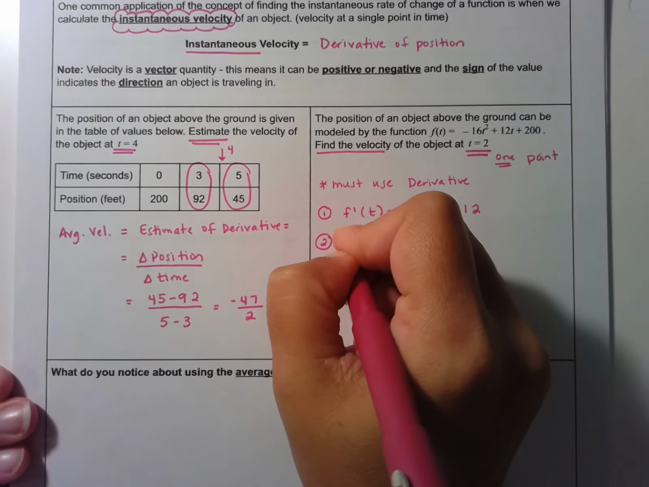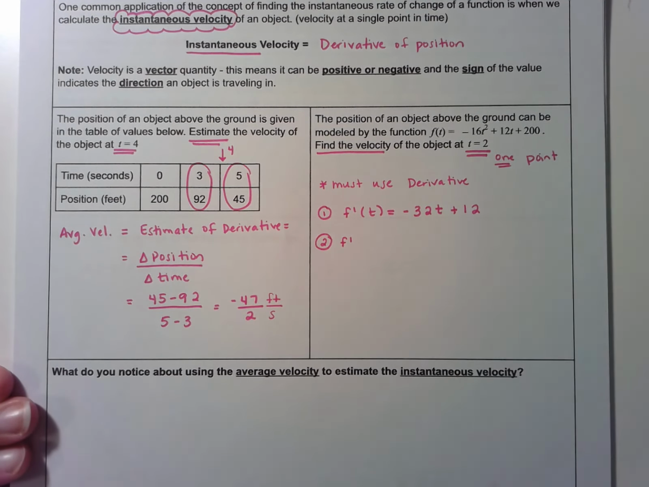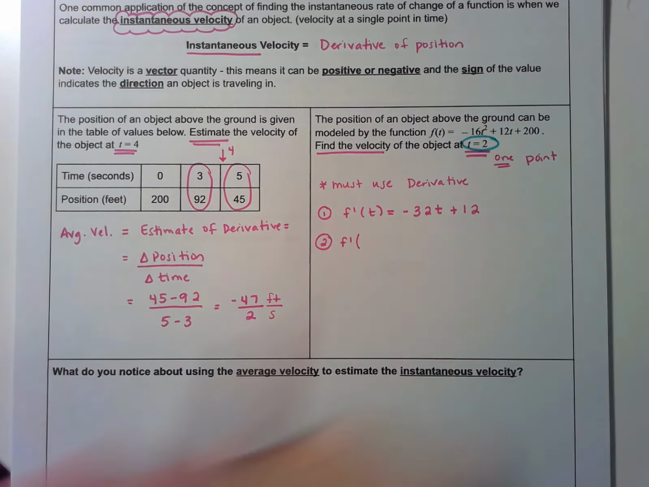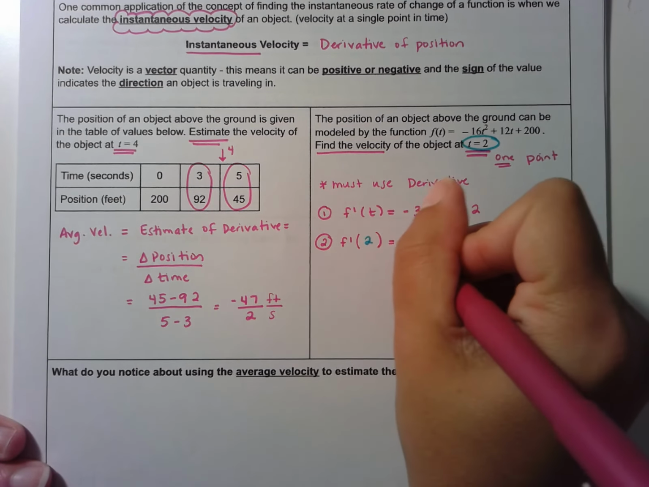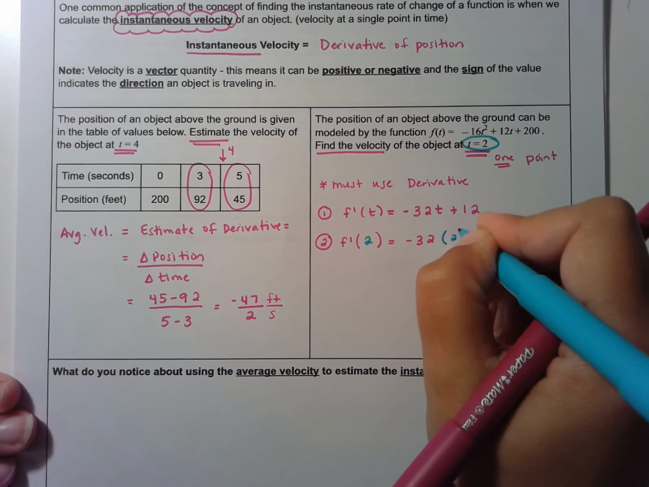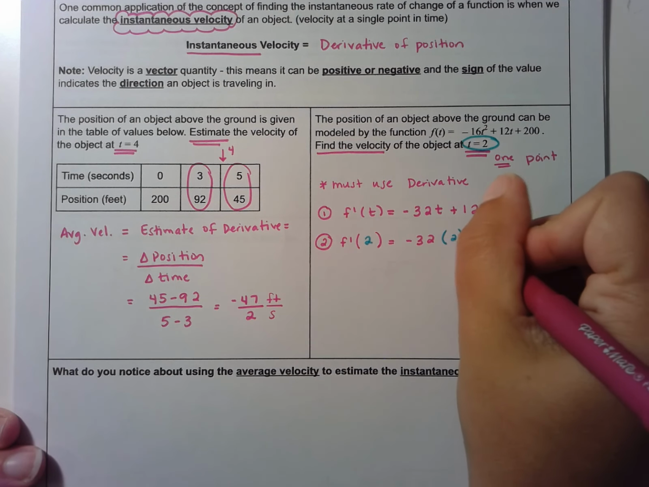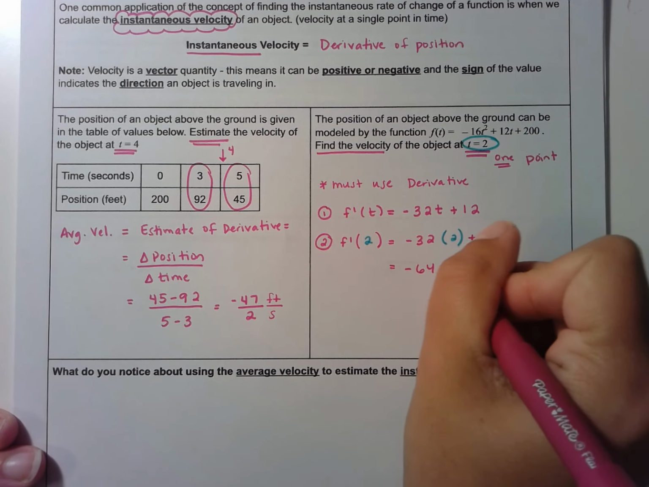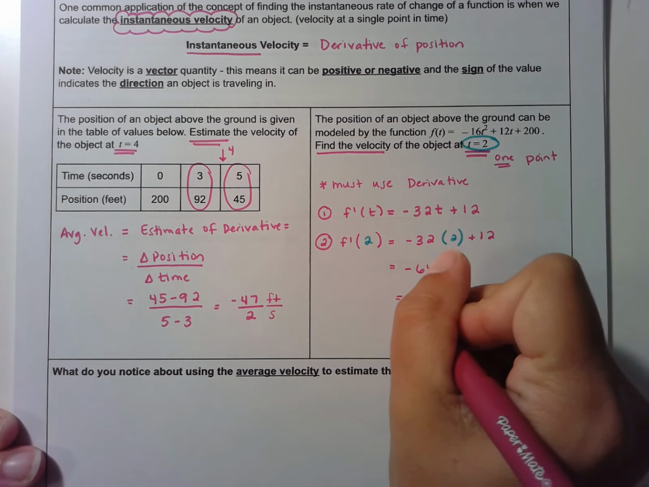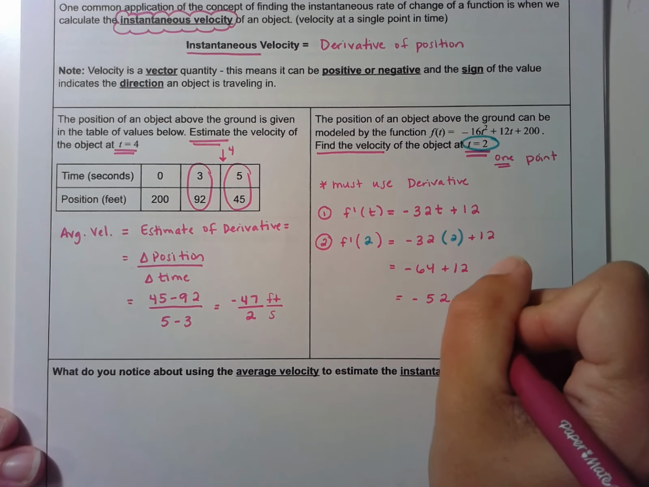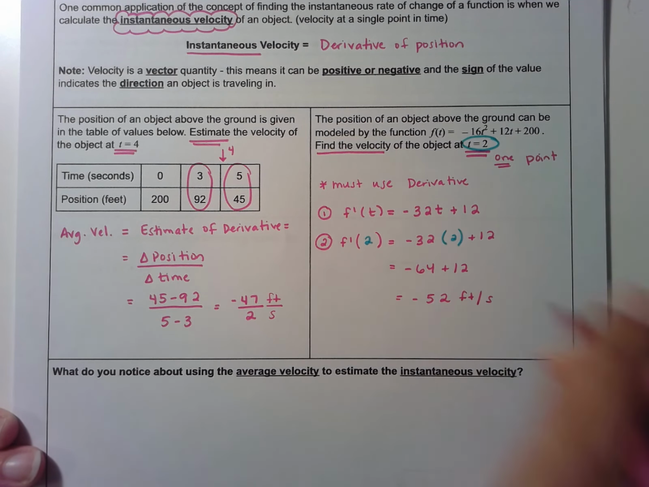The second step here would be to plug in the number 2 because it asks me specifically what's happening when t is 2. Which means I'm going to get negative 64 plus 12, which is negative 52. And that's going to be measured in feet per second.